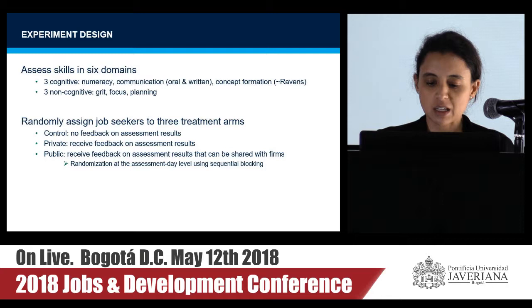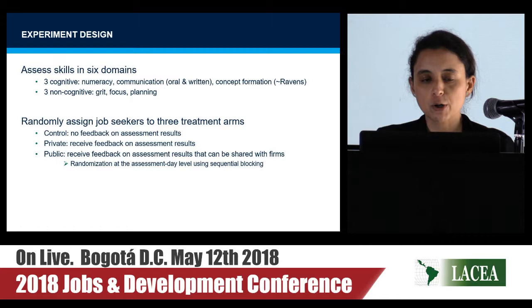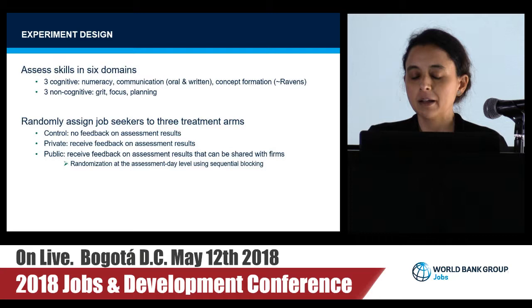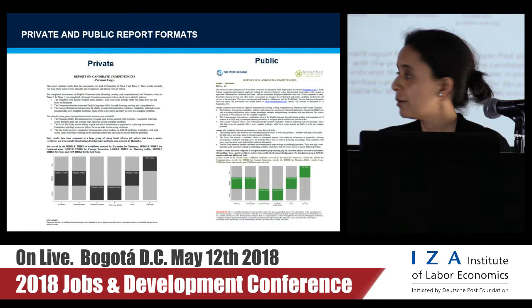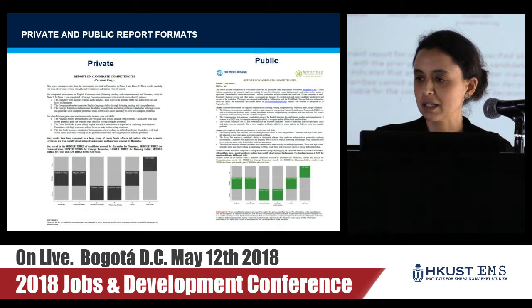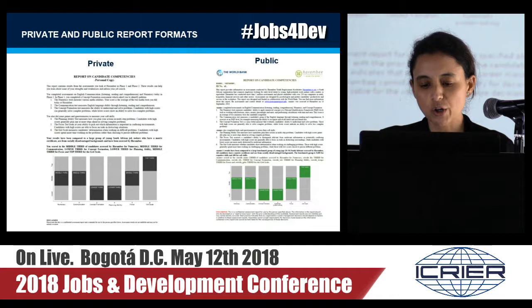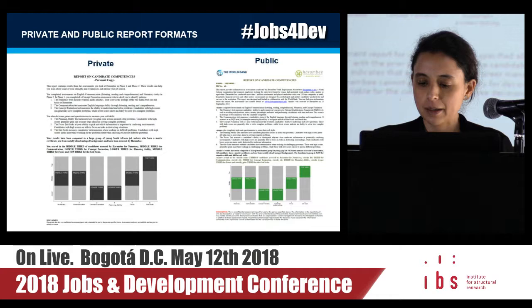The job seekers in the private and public treatment groups will receive reports containing the same type of information regarding their skills, but the reports will differ in whether they can be used to signal skills in a credible way to potential employers. So let me show you two examples of the reports that we are giving to the youth in the private and public treatment arms. The private reports do not have a format that can be credibly provided to employers. As you can see, there is no identifying information or any sort of branding.